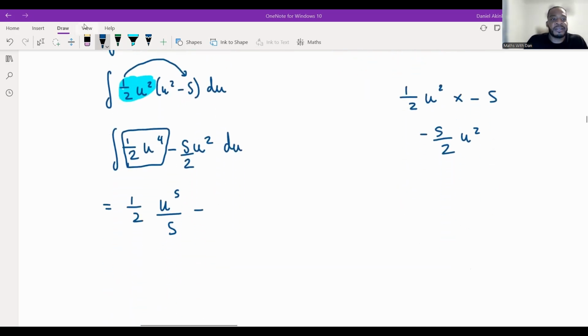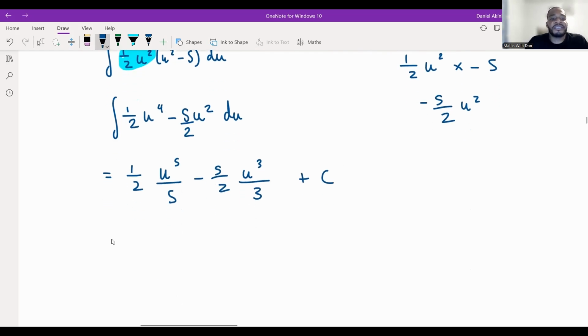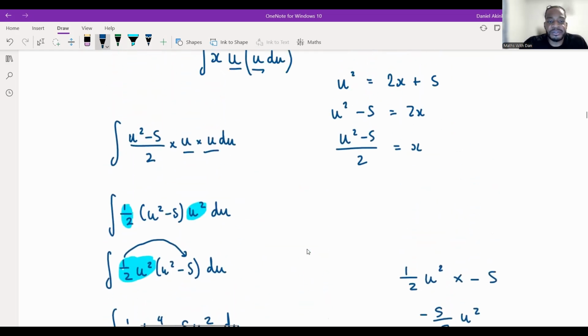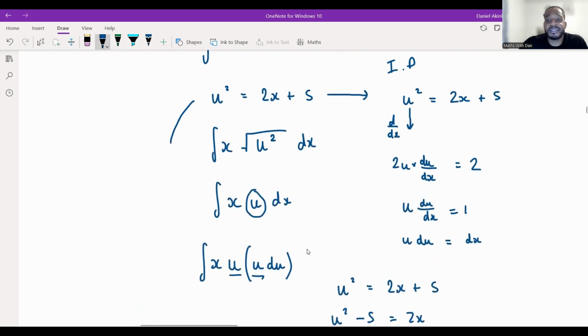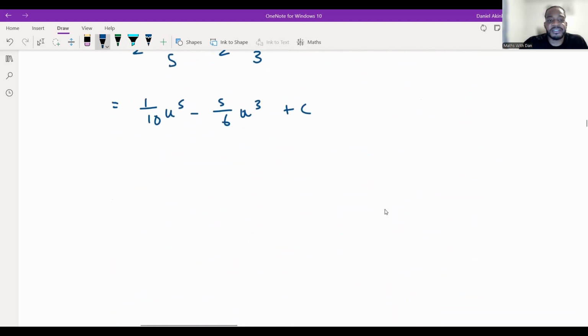And then now I'm here. Now I can continue. So it's going to be 5 over 2, and then u to the 3 over the new power plus c. And then if I do that, that's going to be 1 over 10 u to the 5 minus 5 over 6 u to the 3 plus c. Now remember what u was equal to? u squared, I should say, was 2x plus 5, wasn't it?